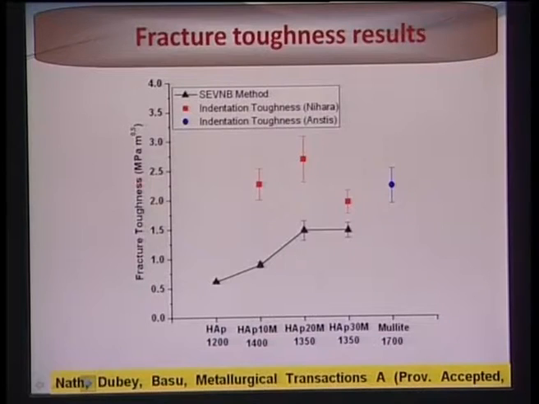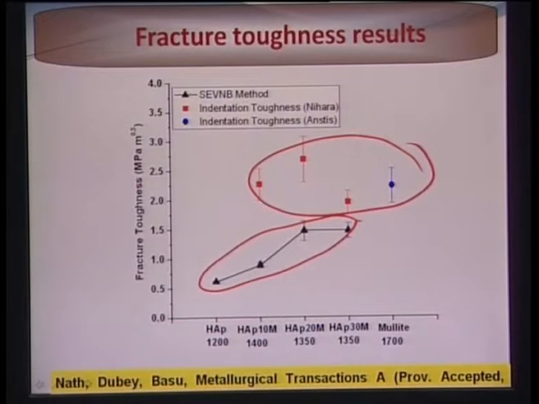Now we have measured fracture toughness using both the indentation toughness as well as the SEVNB value. What you get here is that the SEVNB fracture toughness value does not overestimate, but the indentation toughness values overestimate. And what you get here, fracture toughness is 1.5 MPa square root meter, that is the SEVNB, single edge V-notch beam value, and that is the value you can get for both 20% mullite and 30% mullite.